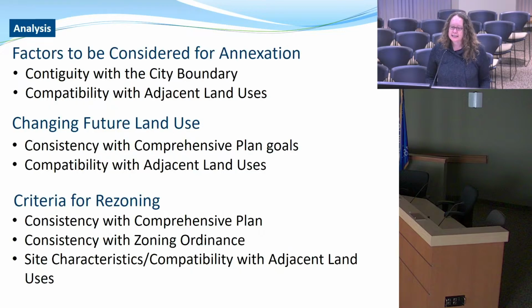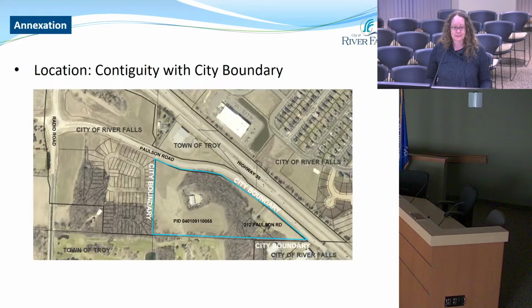The city code lists items that should be considered when an annexation petition is received. Is the location contiguous to city boundary? Is the current or proposed use of the area compatible with adjacent land uses? If the area is annexed to the city, we apply a zoning district, and in determining which zoning district is most appropriate, we look at the comprehensive plan.